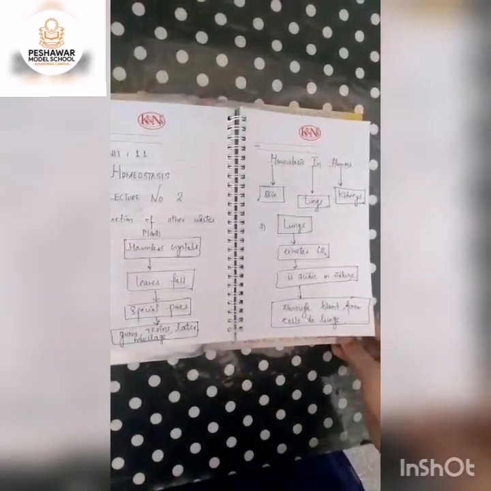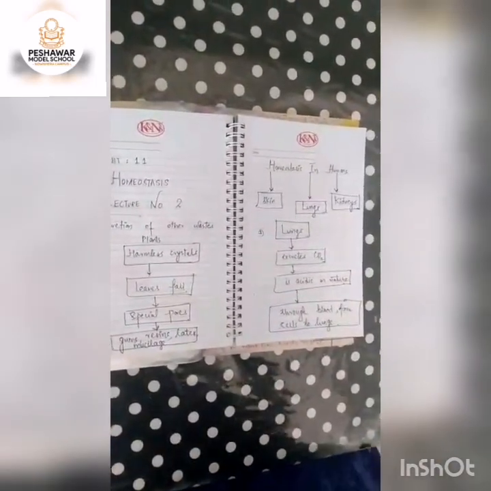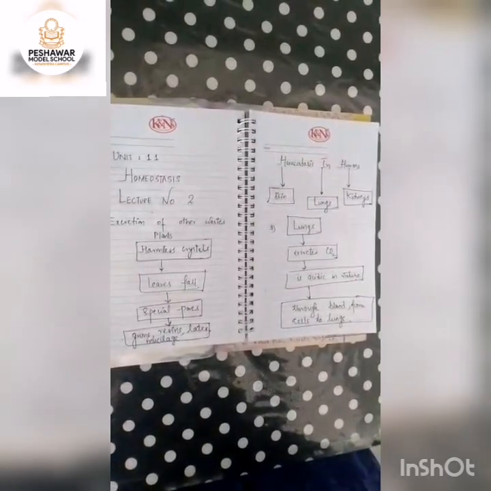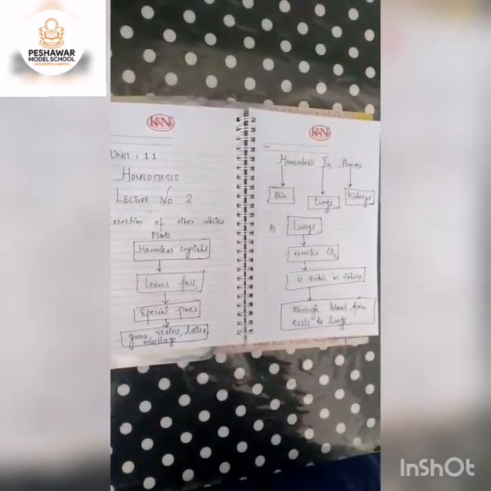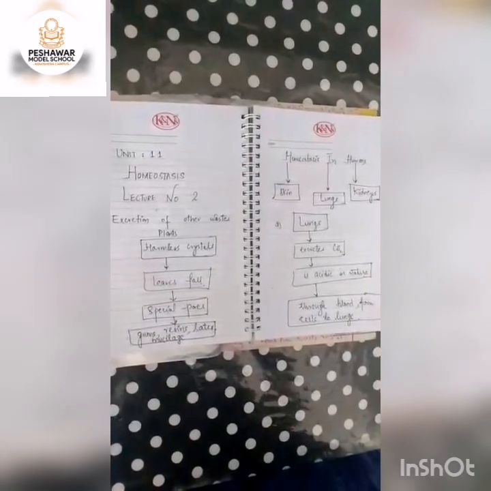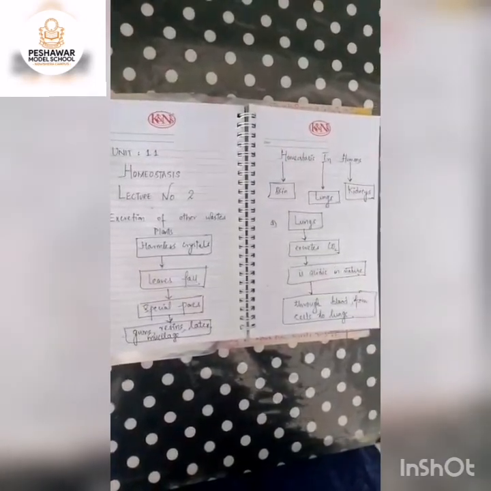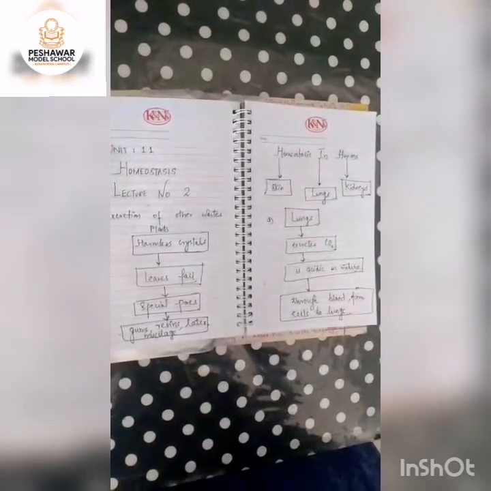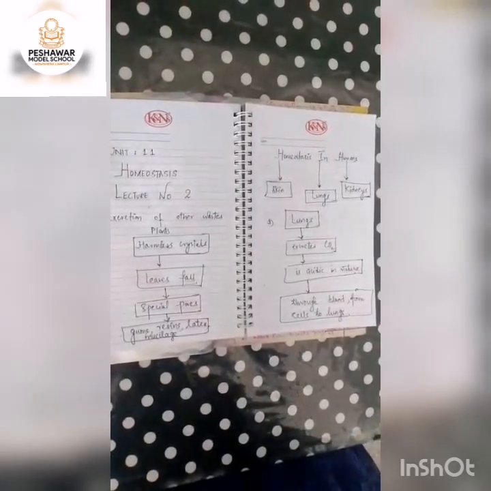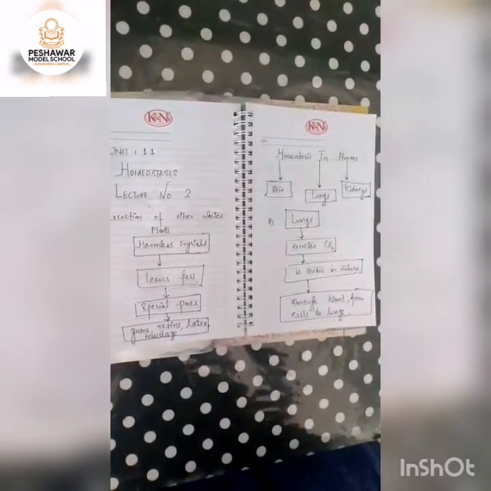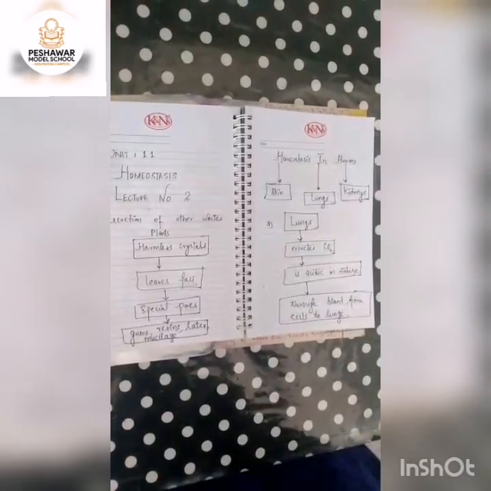Now the next topic is homeostasis in humans. Students, in homeostasis in humans, there are three main organs involved. First one is skin, second one lungs, and the third one kidneys. Now these three organs perform special functions in homeostasis. They are responsible for maintaining the balance in the body of the human.